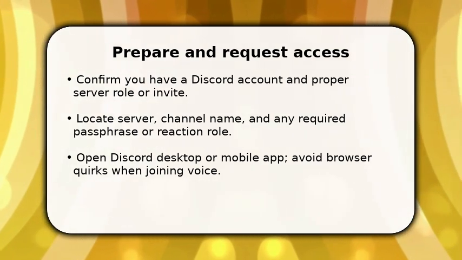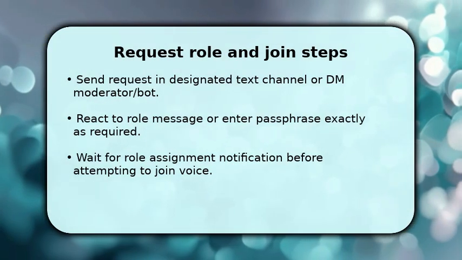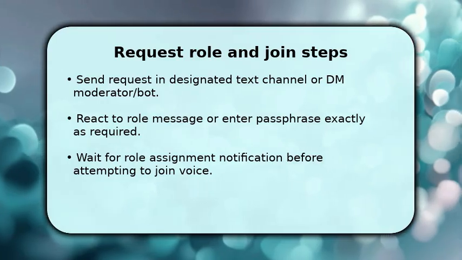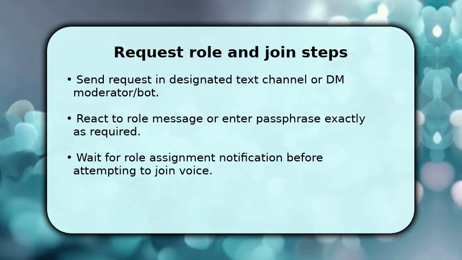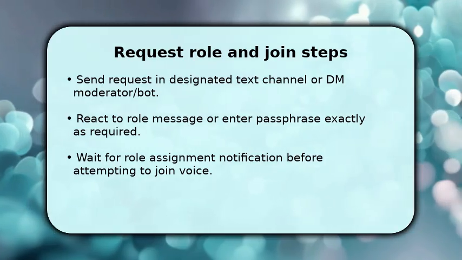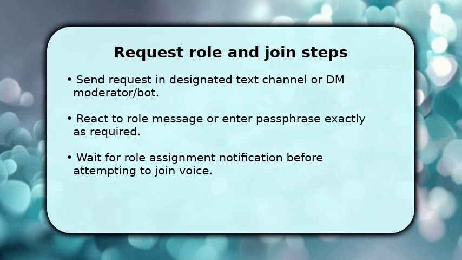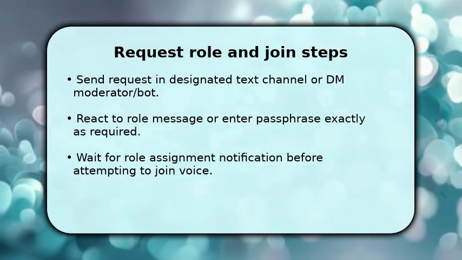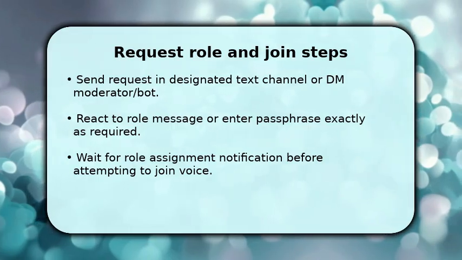Next, you actively request the role or permission that grants voice access. Message the moderator or follow the designated text channel instructions. Often you react to a specific message or type the passphrase into a bot command. Do this precisely because bot commands are case and format sensitive. Once you've completed the step, watch for the role assignment notification. That's the signal you can join the private voice channel.